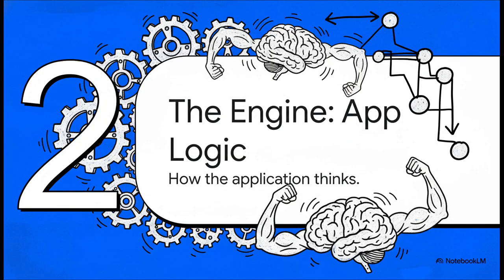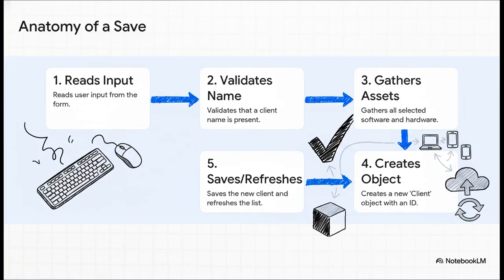Okay, let's move on to the next layer, the engine. So if the data is the skeleton, then the app's logic, that's the brain and the muscles. This is where the code, usually JavaScript in a web app like this, actually makes the application think and do things. The real key here isn't getting lost in the syntax, it's understanding what the code does.